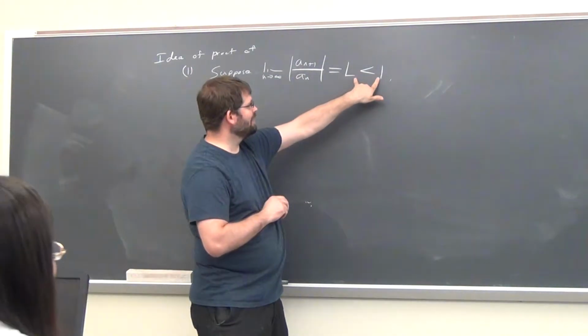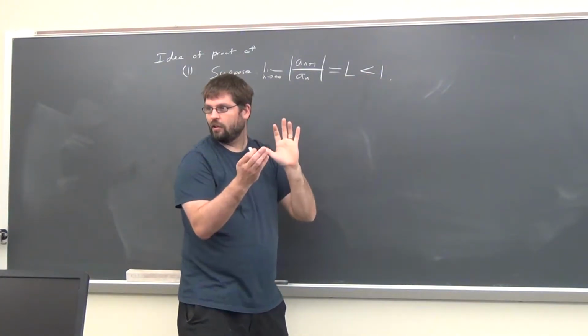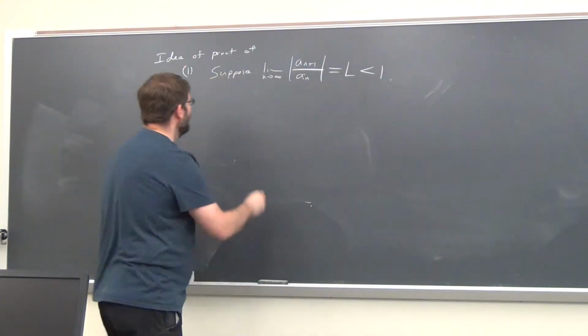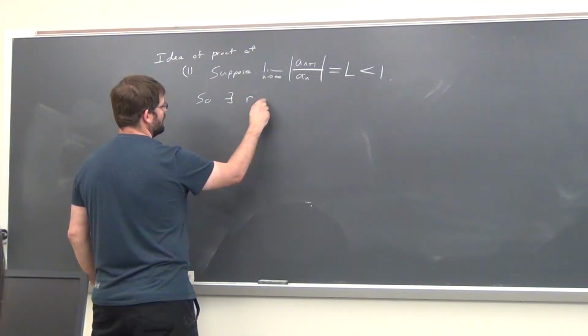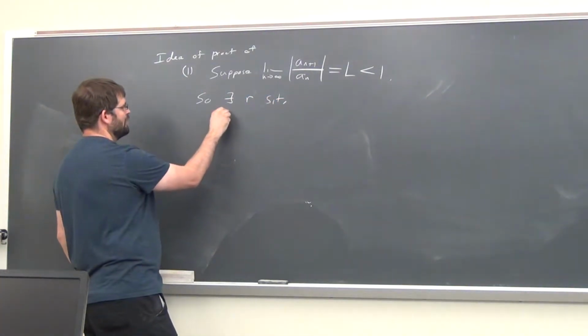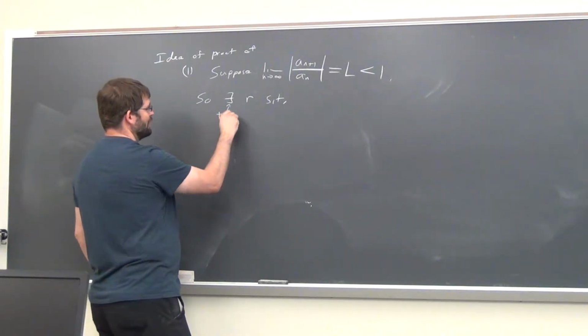Now if L is less than 1, then you should be able to squeeze some number in between there. On the real line, if you've got any two numbers that aren't equal, you can squeeze a number in between. And so there exists an R such that, have we used this? I don't think so. Okay. That symbol stands for there exists.